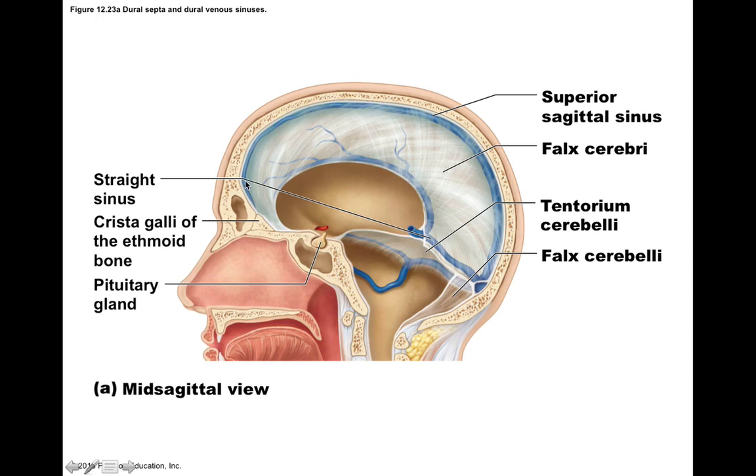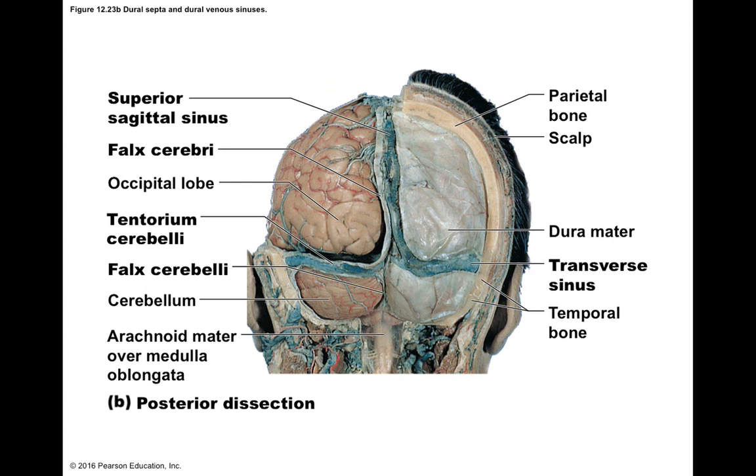And you can find here that these blue spaces are the dural venous sinuses. So there's an example of dural venous sinuses throughout the dural septa. So you find the superior sagittal sinus here. We have the inferior sagittal sinus. We have the confluence of the sinuses here, which eventually drain back into the jugular veins that exit the skull and then drain that blood back towards your heart.